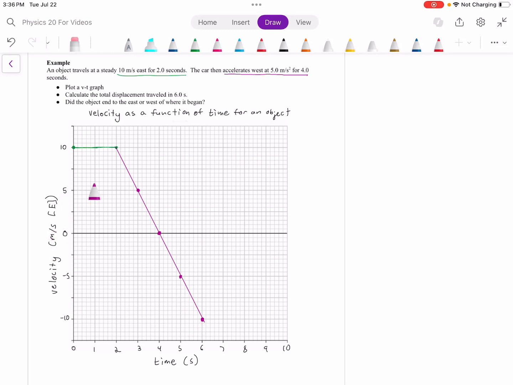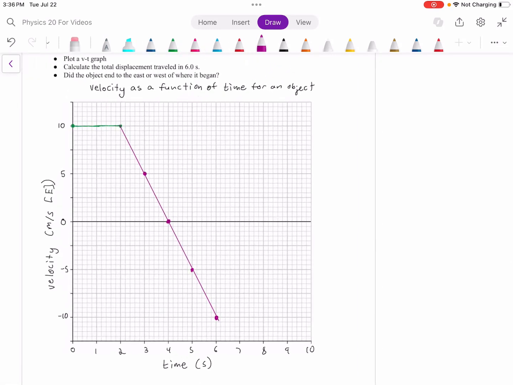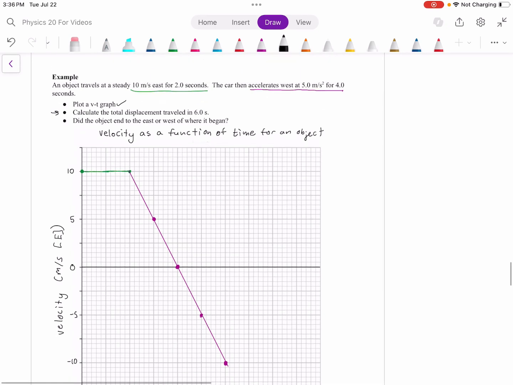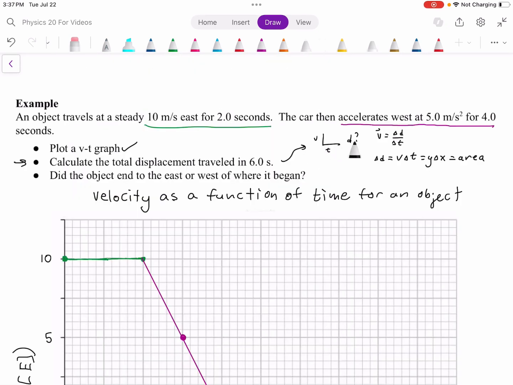And again, we know that the slope of a velocity time graph represents the acceleration. Well, sure enough, it runs 1, it rises -5. So -5 over 1 gives us an acceleration of -5 meters per second squared. Okay, so now we've plotted our VT graph, but we want to calculate the total displacement traveled using our VT graph for those full 6 seconds. Okay, so again, using the equation, we can see that that means multiplying y by the change in x. In other words, finding the area.